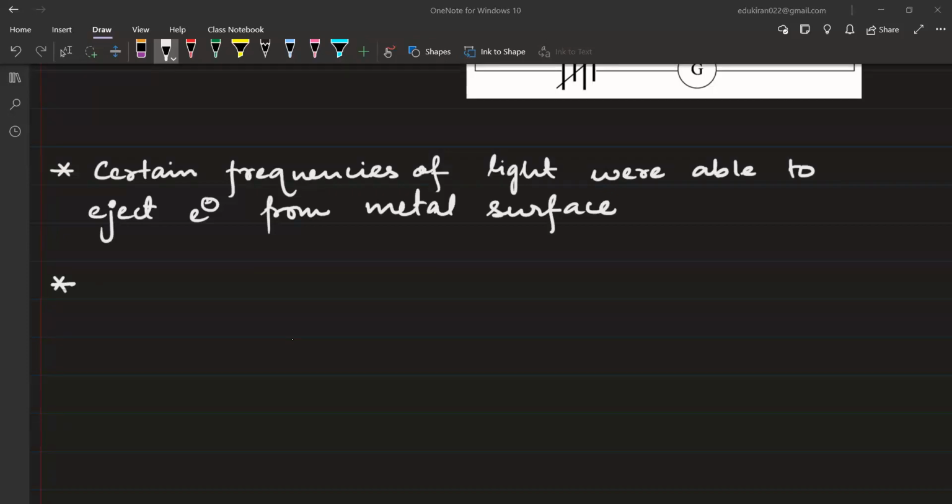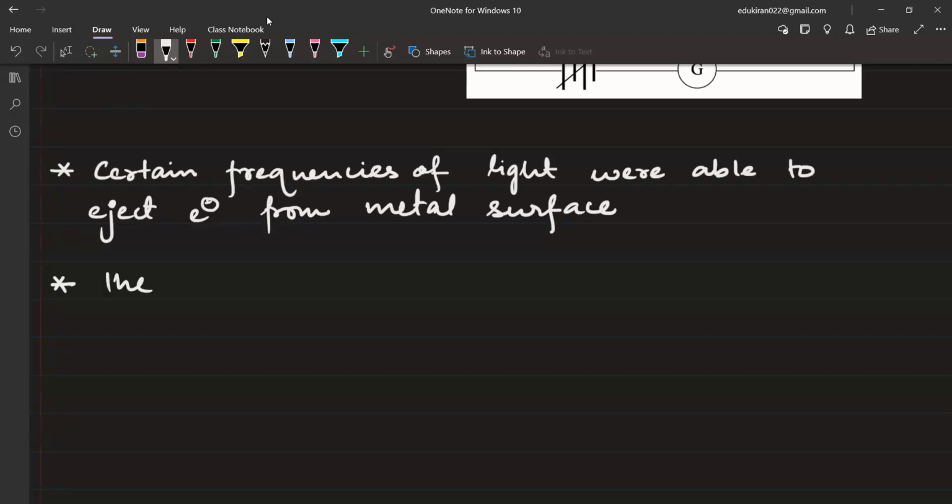Yes or no, please tell me. Each and every frequency of light will have certain energy by the formula E is equal to h nu, where nu is frequency. So each and every frequency will have some energy. That means there will be some minimum energy which is required in order to eject the electron. That minimum energy is known as threshold energy or work function.